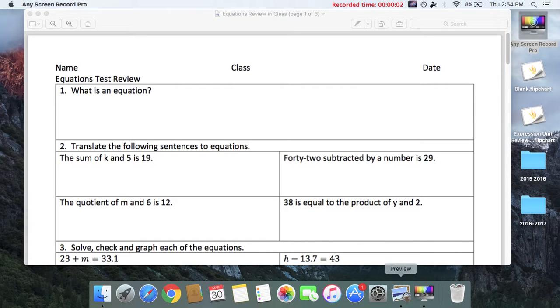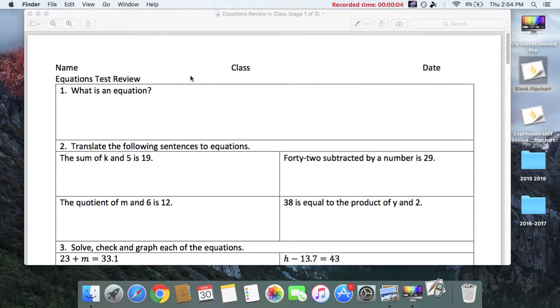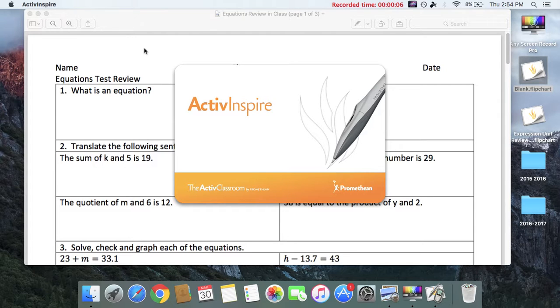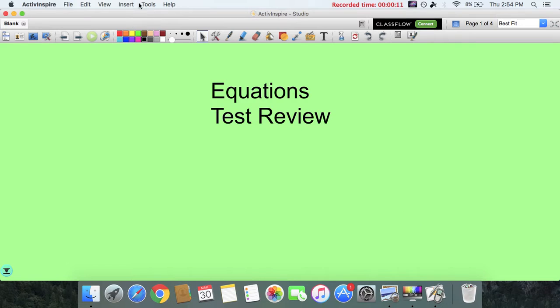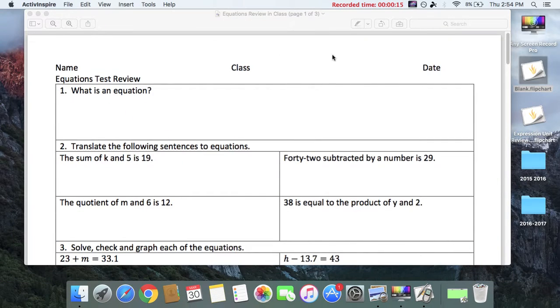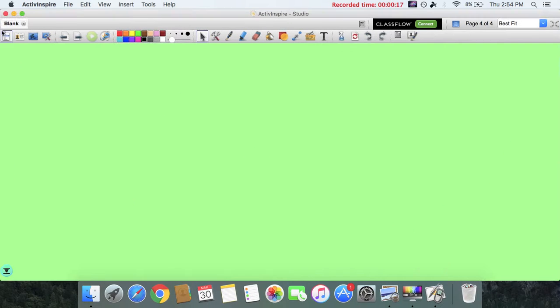Okay, so recording, 1, 2, 3, recording, quick. Come on, come on, close. All right. Ooh, here we go. What's an equation? And then we're not going to use this. I can't write on this.